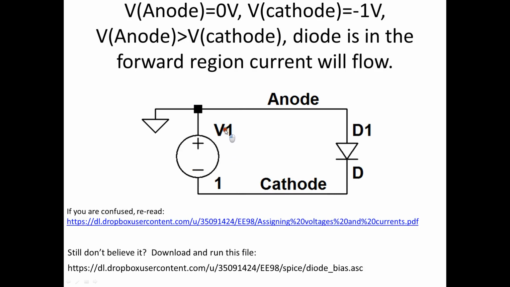And in this case, just slightly different, the anode is at 0 volts because I have put ground here, and the cathode is at minus 1 volt. Yes, it says 1 volt here, but I'm referencing it from ground, and so it turns out to be minus 1 volt. Well, if this is at 0 and this is at minus 1, this is a lower potential than that, and it's actually forward biased. It might not seem very intuitive, but if you're confused, go reread these notes. And if you still don't believe it, you can download this file and run it and explore it for yourself.